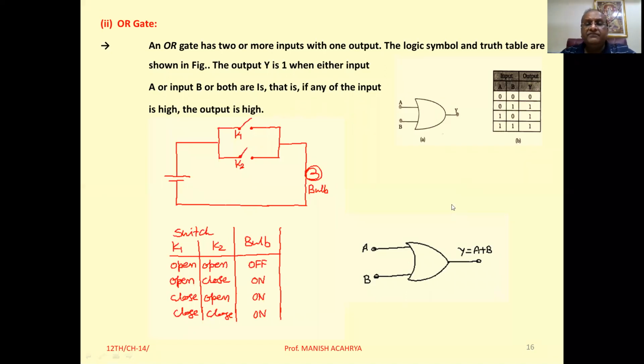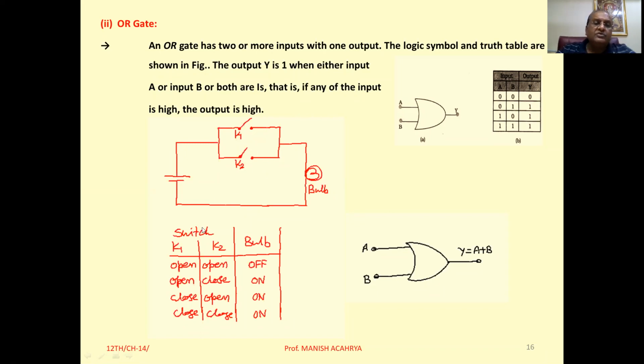Now see here, to understand the working of this one, consider again one electrical circuit. As shown in this particular figure, consider a circuit in which a bulb is connected with the battery through two keys, K1, K2, and these two keys are connected parallel to each other, and this parallel combination of keys is in series with the battery and bulb.